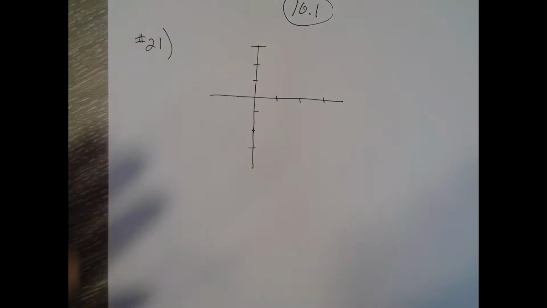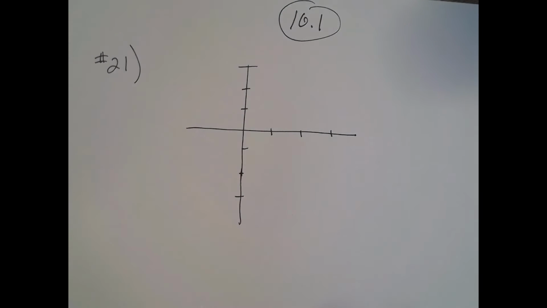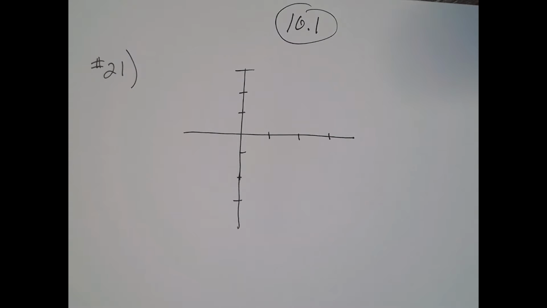10.1, number 21, says the frustum of a cone, the line segment joining the points (0, 1) and (2, 2) is revolved around the x-axis to generate a frustum of a cone.